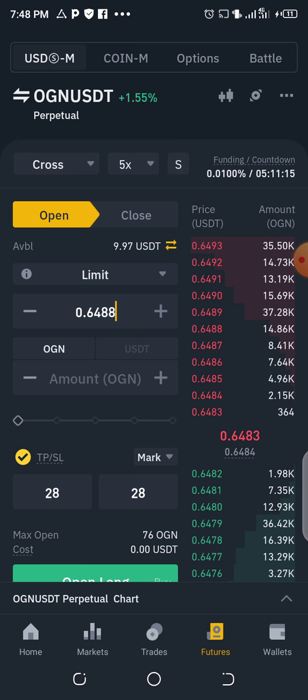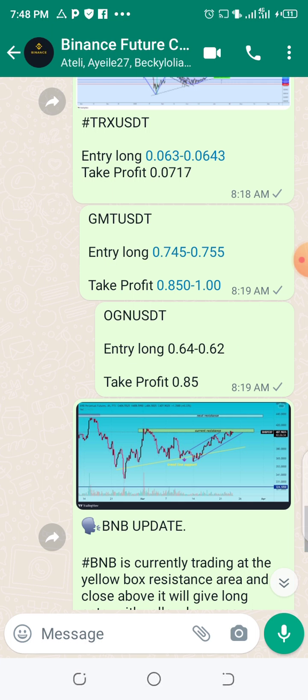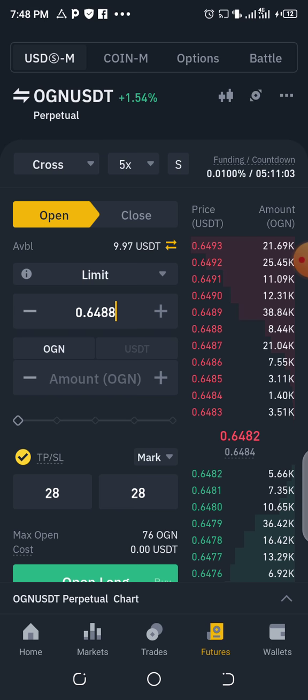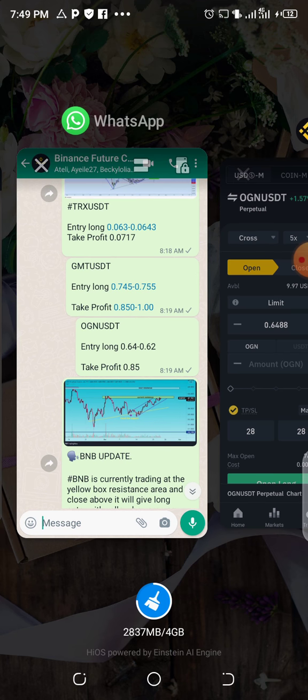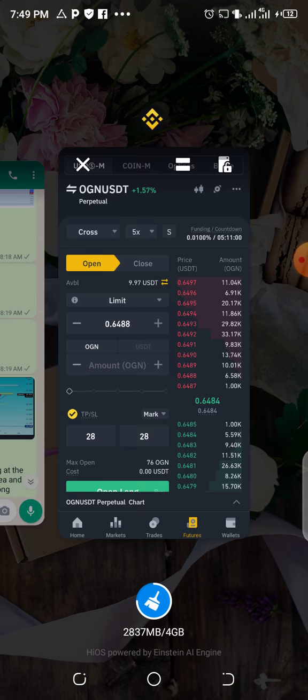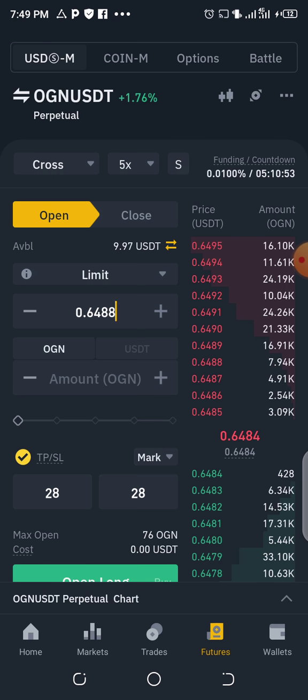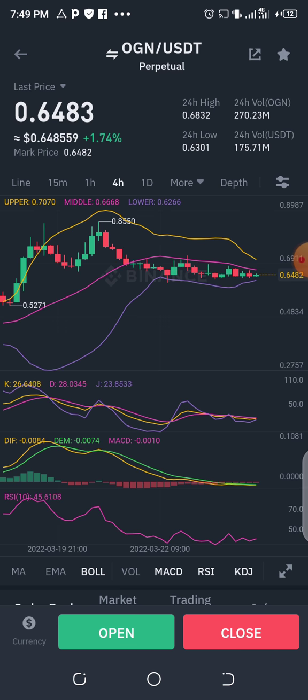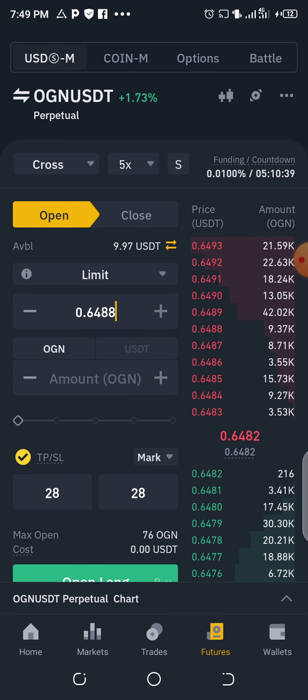So OGN USDT, if you look here now, they say enter long, which means buy. The word long means buy and short means sell. Buy at 0.64 to 0.62. So right now OGN current price is 0.64. Okay, 0.64. They say take profit at 0.85. We've not even reached our take profit target, which is 0.85. So okay, it's a good point to buy OGN right now. So I'm going to buy with a market order now.